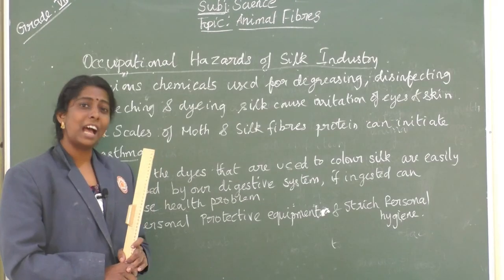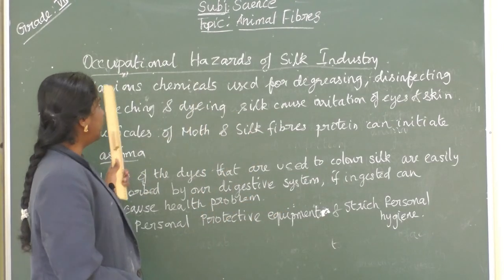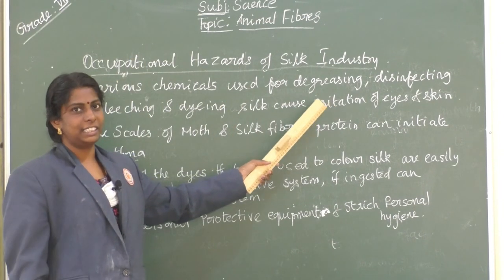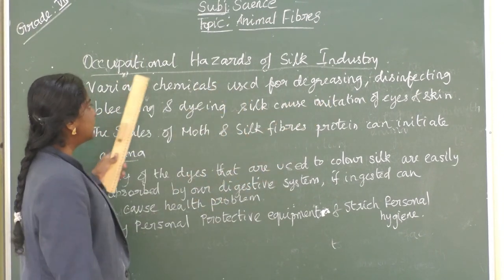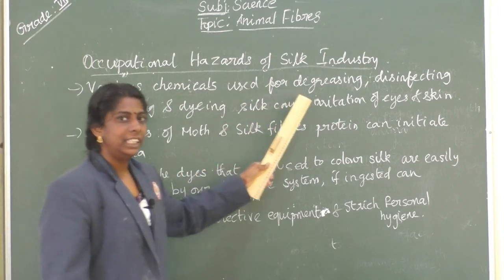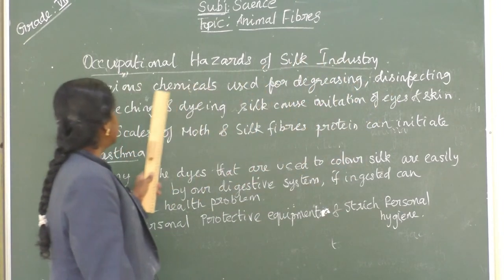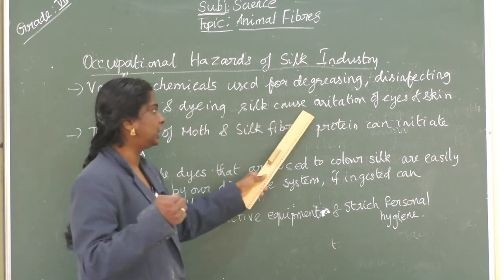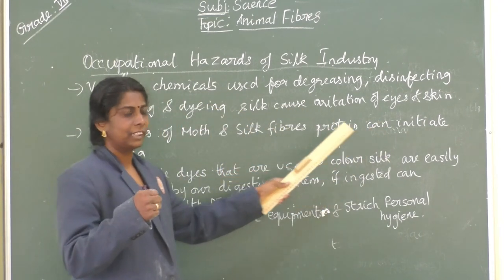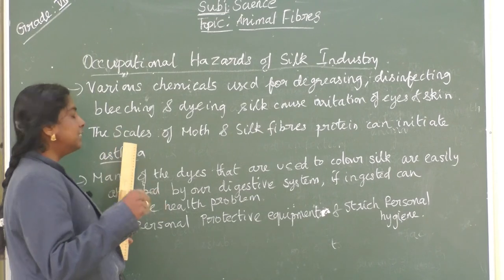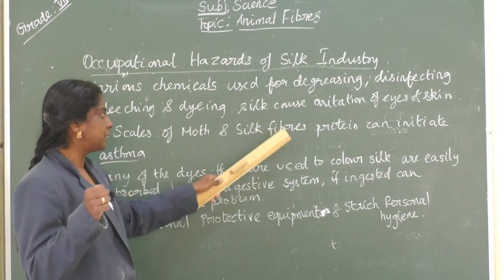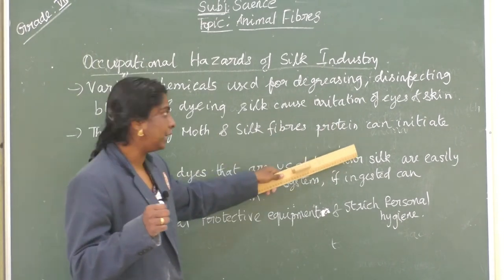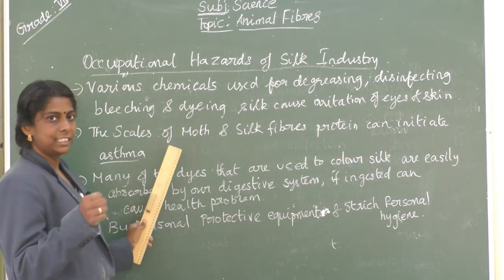Yes children, now the last part of the chapter, occupational hazards of the silk industry. Okay, so various chemicals used for degumming, disinfecting, bleaching and dyeing, those chemicals cause irritation of eyes and skin. Clear? Then the second thing is the scales of the moth and silk fibers protein can initiate asthma.